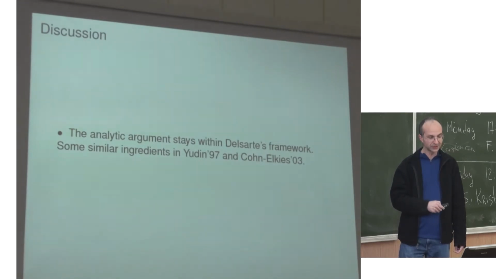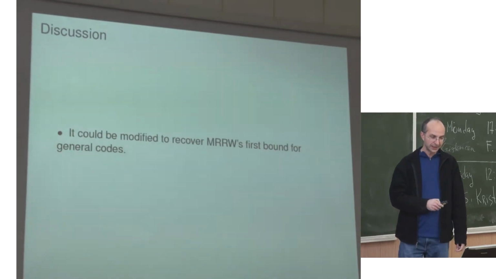And some similar ingredients appeared in Euclidean 97 and Code 03. They also looked at Bessel functions, the zonal spherical functions for the Euclidean space, and they took them up to the first zero, and they did some forensic stuff with them. It seems different than what we do, for example, here. And this could be modified to recover general codes, to recover the first bound for general codes.